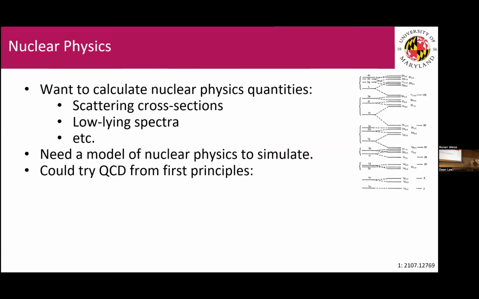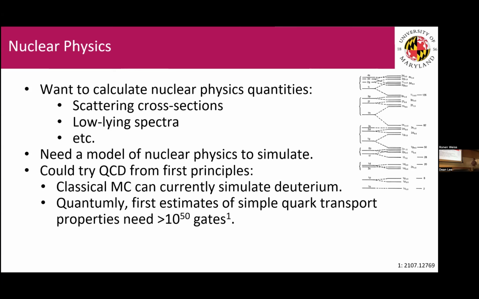Obviously the natural thing to do, if you're a naive person like me, is to go to QCD and ask, can I try to simulate this from first principles? I'm told that if you try this classically, you can just about get out the properties of deuterium using classical Monte Carlo. And quantumly, people have done some resource estimates: how many quantum gates on my quantum computer would I need to get some properties out of simple quark transport properties.